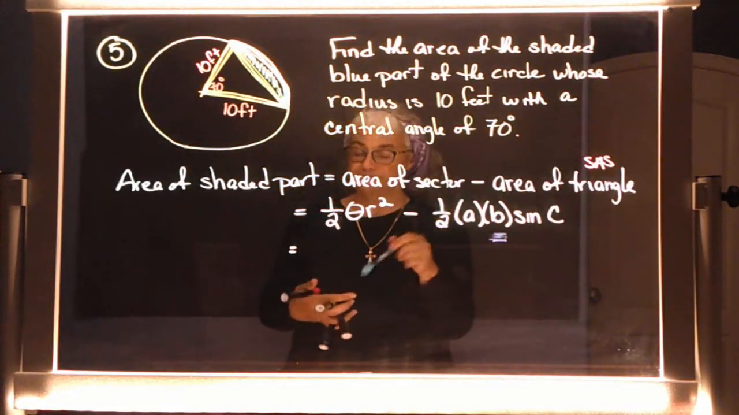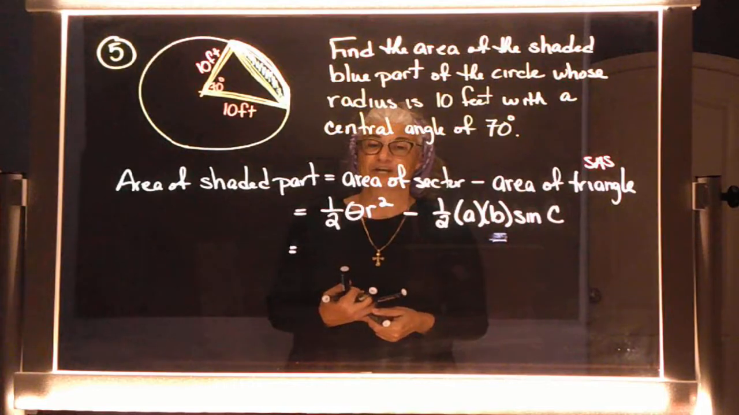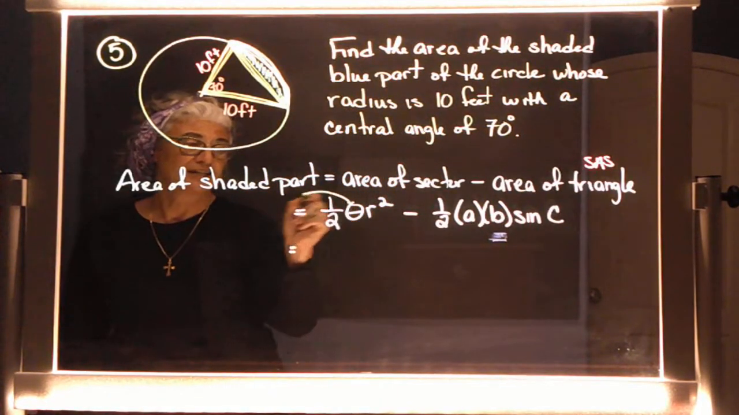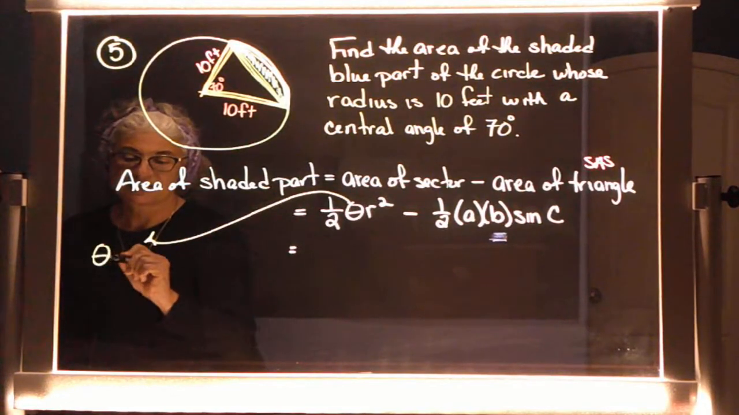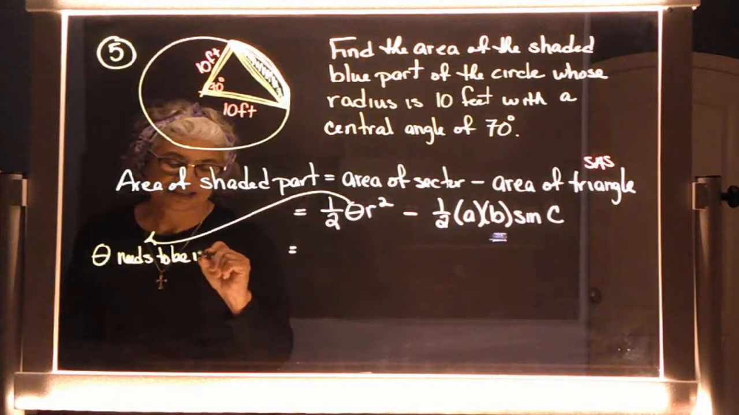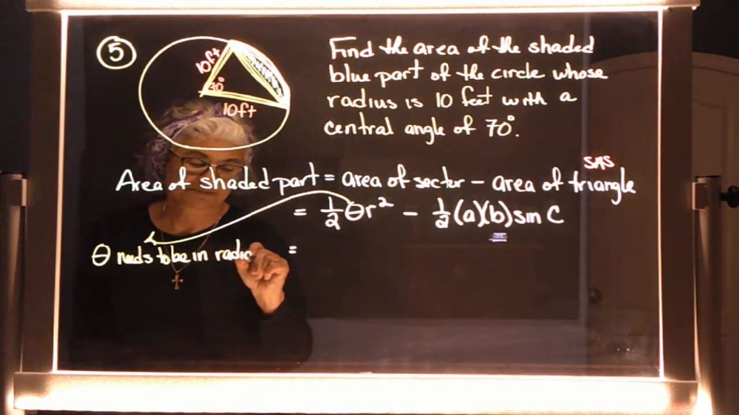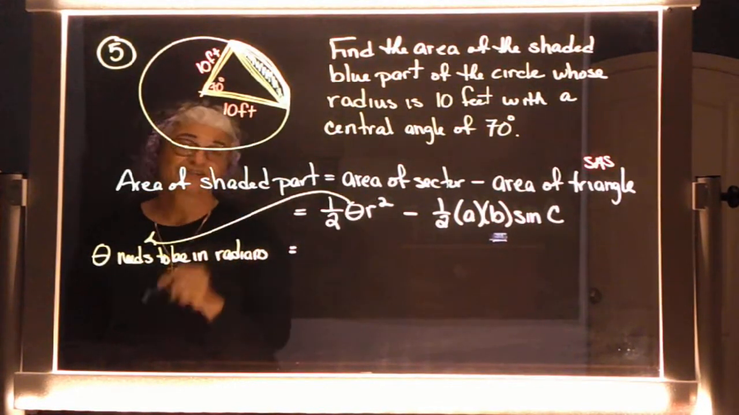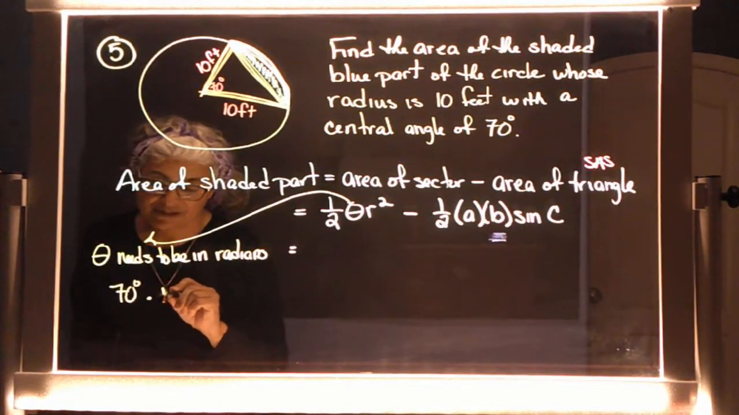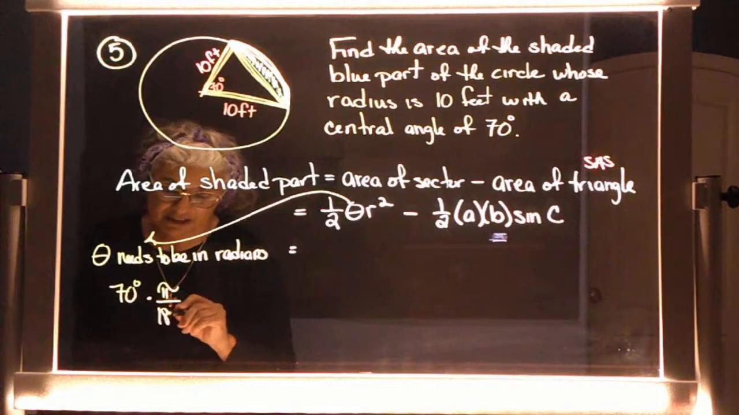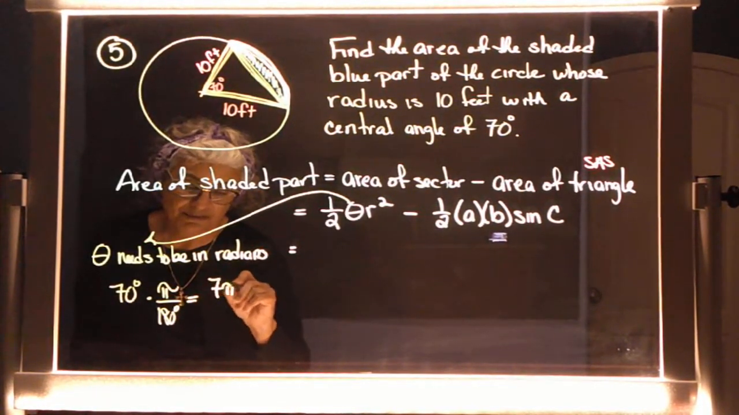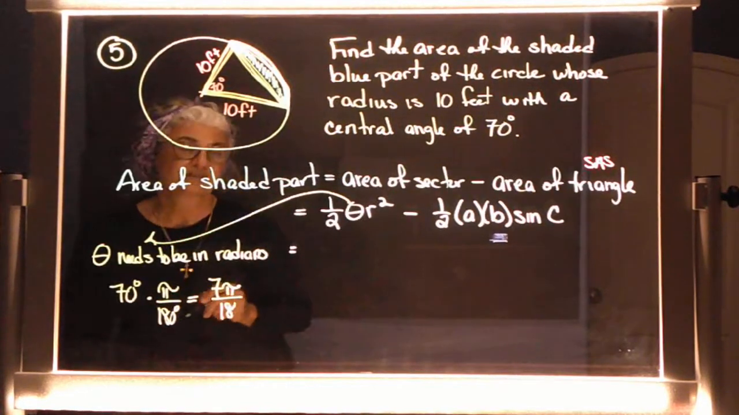The one thing we have to remember is this. For the area of the sector, theta needs to be in radians. Is that angle in radians? Nope. So that means we need to take 70 degrees and multiply it by the conversion. Agreed? Which will give us 7 pi over 18. Yes?